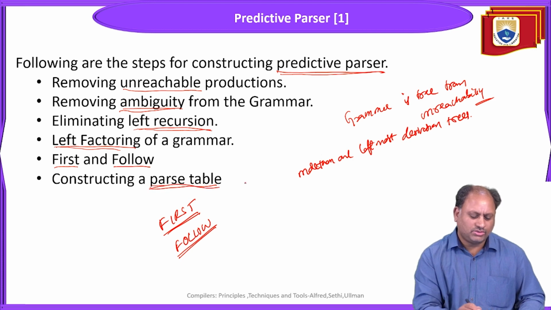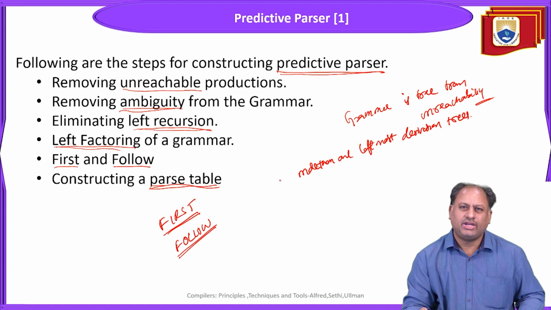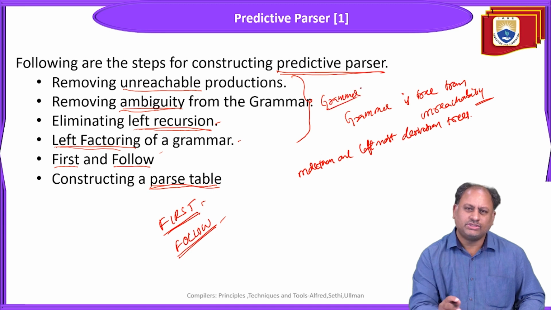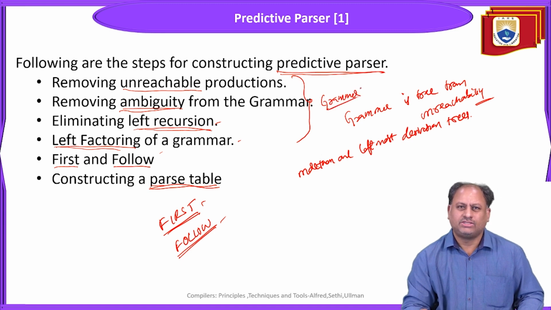These entries are to be placed. What are the computations? FIRST and FOLLOW. And what should the grammar be? It should be free from left factoring, left recursion, unreachability, and ambiguity. If these four are not present, that means there is no left recursion, no left factoring, no ambiguity, and no unreachability, then we can say that the grammar is suitable for the construction of the parse table.